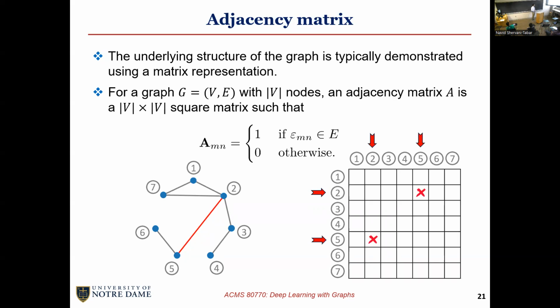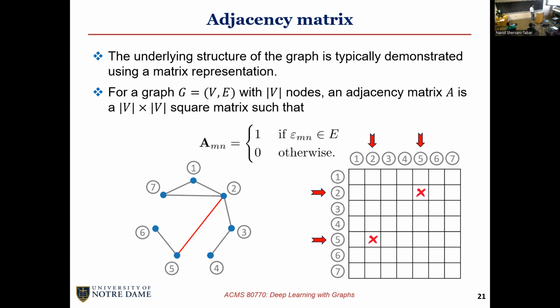And then, for example, here I want to represent this edge, 5 and 2 are connected to each other. So it means that the 5th row and 2nd column element is going to be shown by 1. Because this is undirected, this means that row 2, column 5 is also 1.